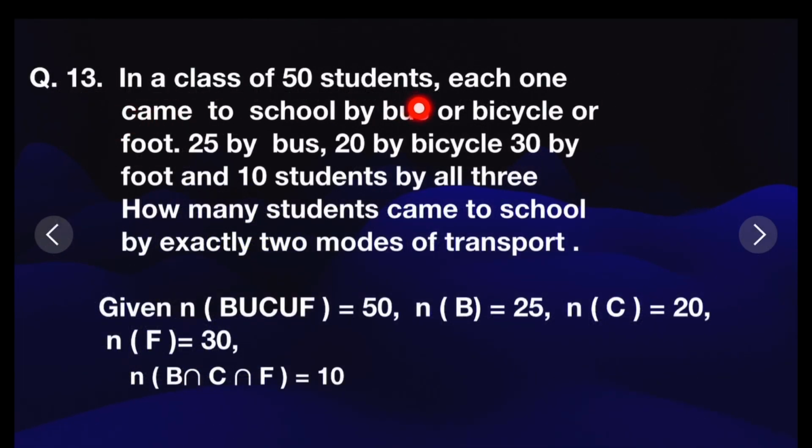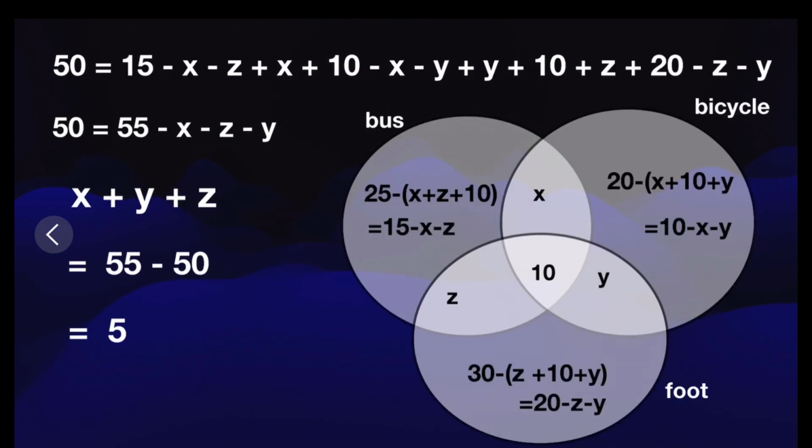In a class of 50 students, each one came to school by bus, cycle or foot. So here the number of students by bus is 25, by cycle is 20 and by foot is 30, and the students who came by all three is 10. They have not given the intersections. They have given the total students as 50. Let's draw the Venn diagram and first write down the students who came by all three, that is 10. These values we do not know, so we will put x, y and z, because I told you the intersections we do not know, they have not given.